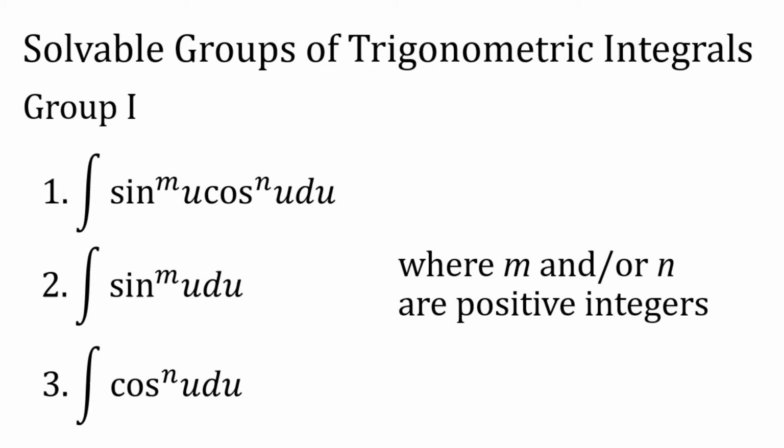Now let's have the solvable groups of trigonometric integrals. Group 1, number 1, the integral of sine to the m u cosine to the n u du. Number 2, the integral of sine to the m u du. Number 3, the integral of cosine to the n u du, where m and or n are positive integers.